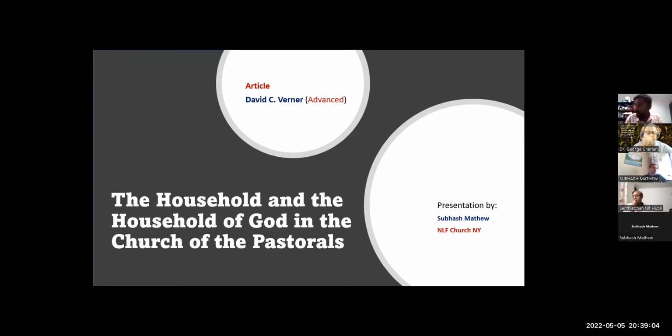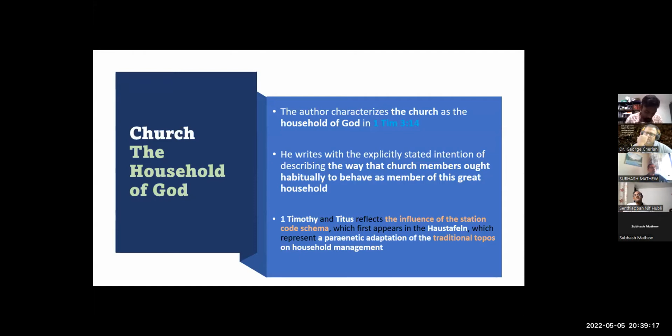So the article, we all know who it is written by, and basically it's addressing the household of God in the Church of the Pastorals. We are all familiar with the church as the household of God. The author characterizes the church as the household of God in 1 Timothy 3:14. Since I am sharing the screen, I can't see that. Can someone read 1 Timothy 3:14, please?